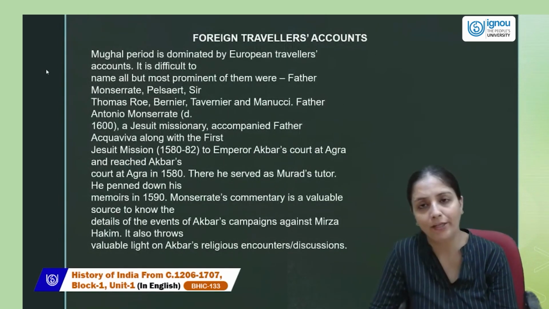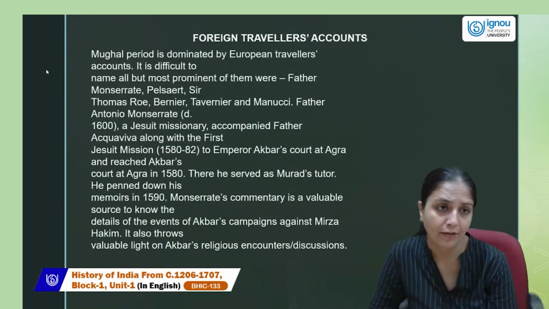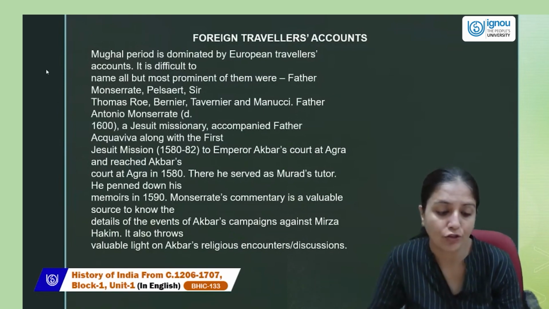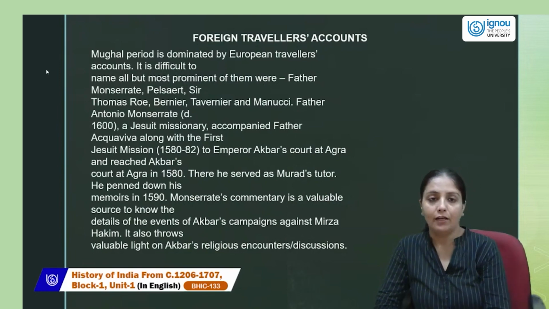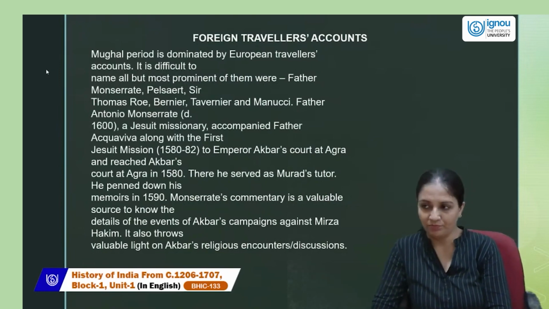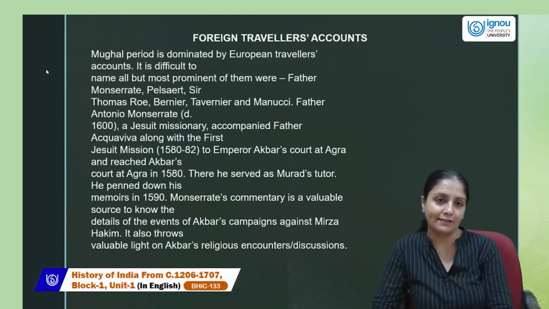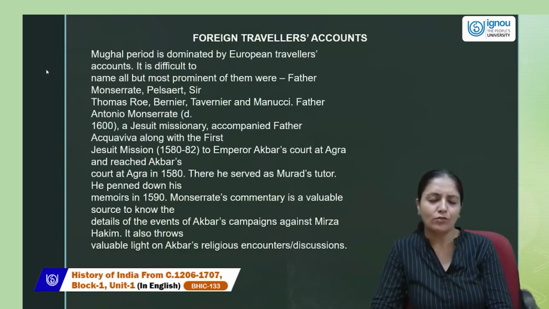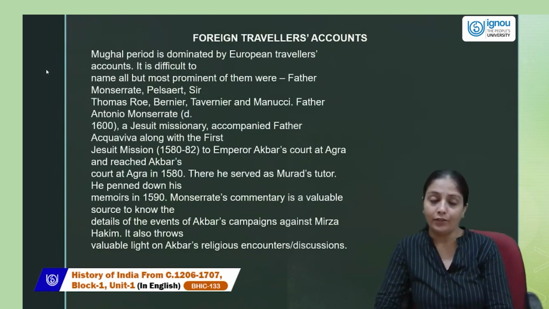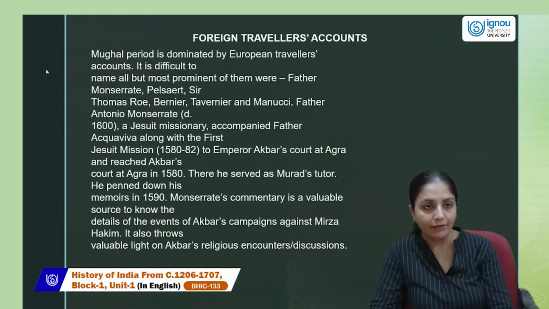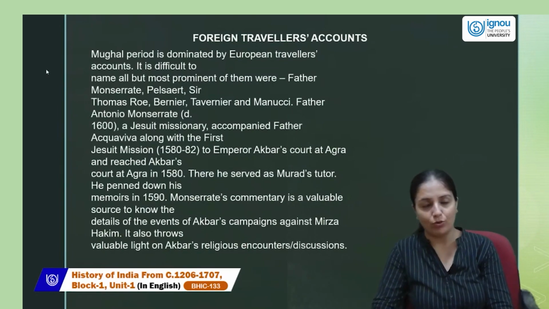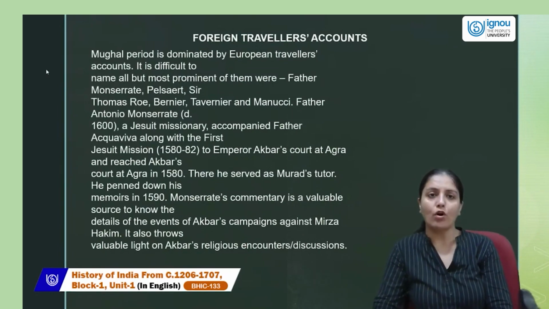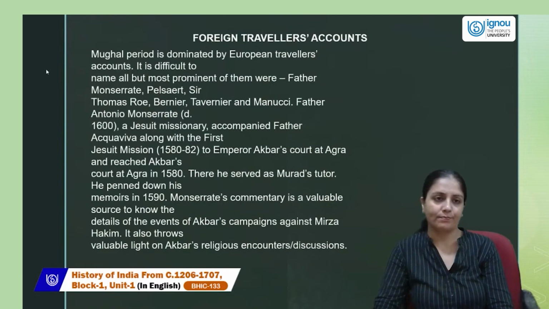Foreign travelers' accounts. So many foreigners came to India in search of new things, and they had heard that India has a lot of important things, like spices, like cotton. That's why they came to India, and they have written about the history of India in their chronicles, in their history books. The Mughal period is dominated by European travelers' accounts.